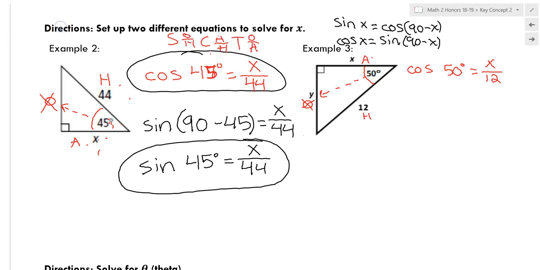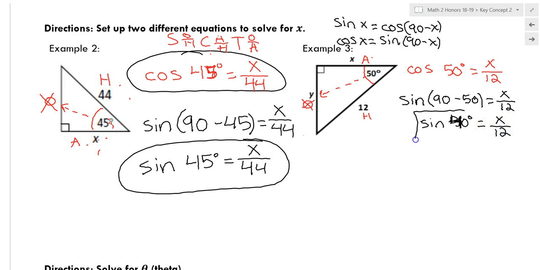And just like we did in the last one, I can then say the sine of 90 minus 50 equals x over 12, which is the sine of 40 degrees. Sorry guys, I can't do math today. Sine of 40 degrees equals x over 12.